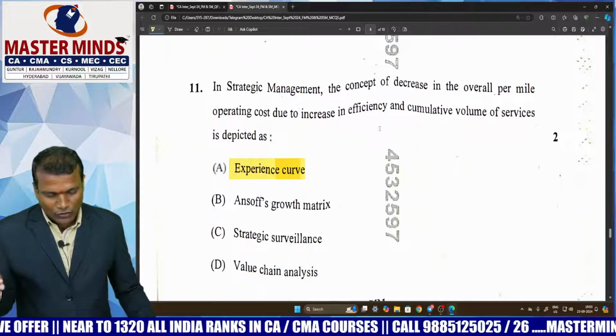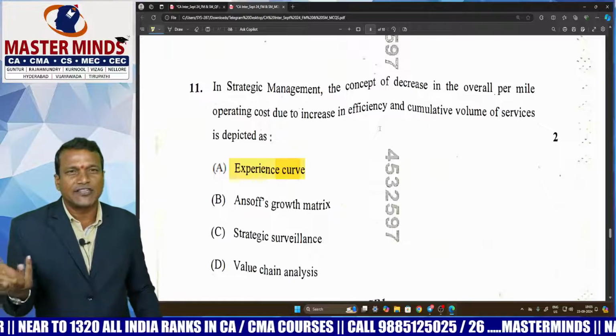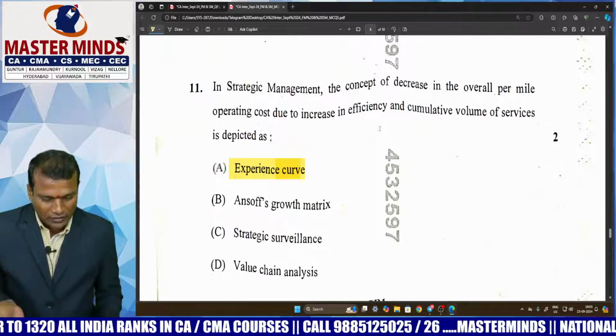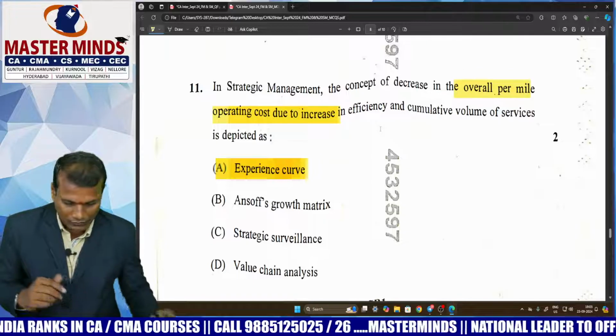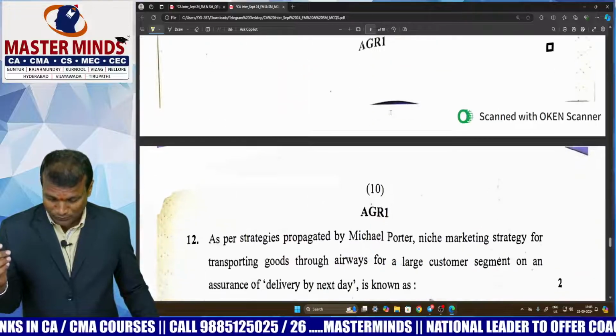Now come to the 11th question, right? What is the main essence or logic behind experience curve, right? Costs will come down, operating costs will come down. Now come to the 12th question.